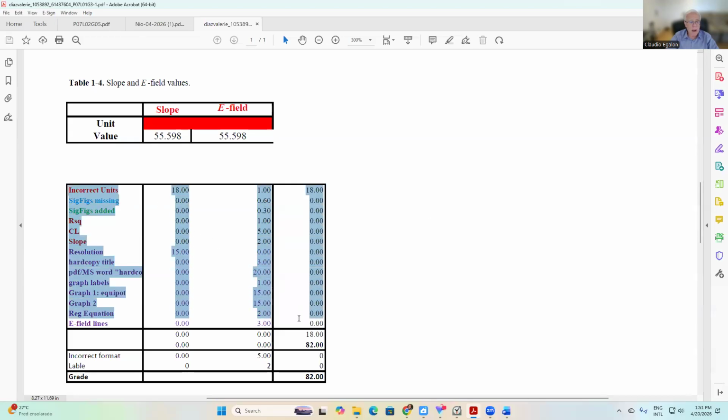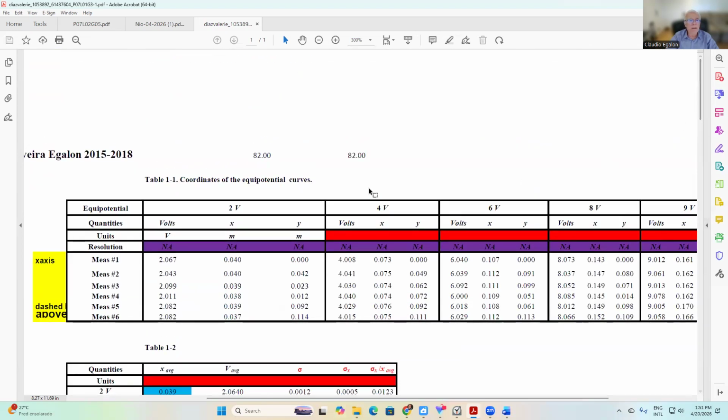So that's how I do my correction. This guy summed up the total of 18 points that he missed. 100 minus 18 is 82. And then this number, 82, is automatically recorded right here at the top. Okay? That's how you should read the correction.